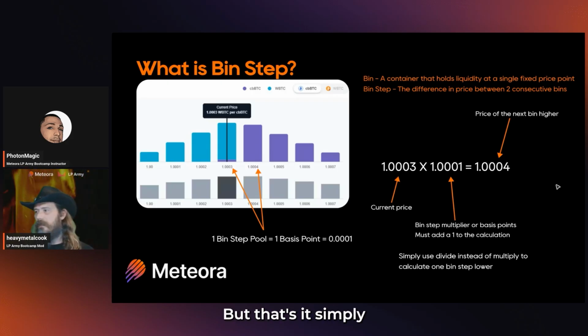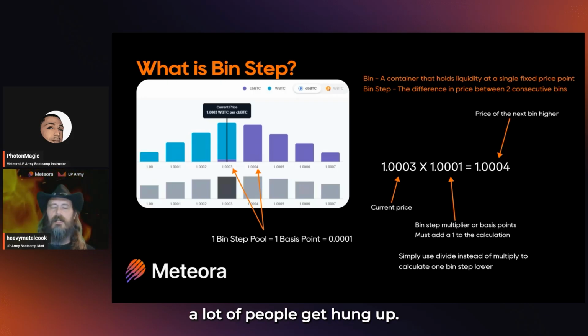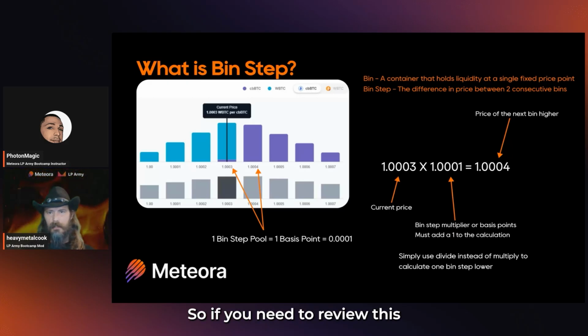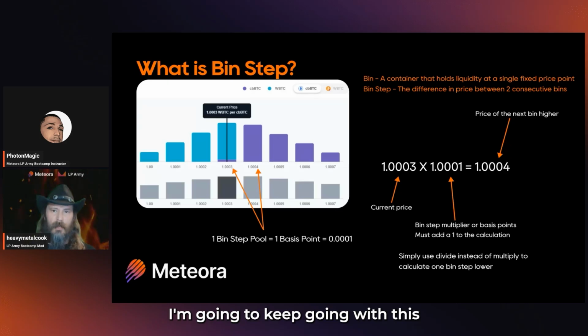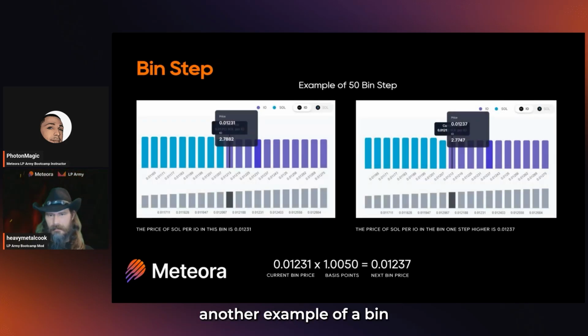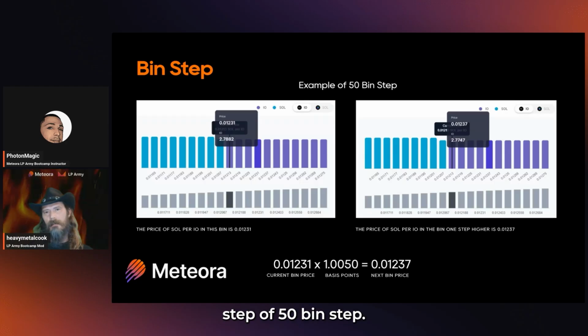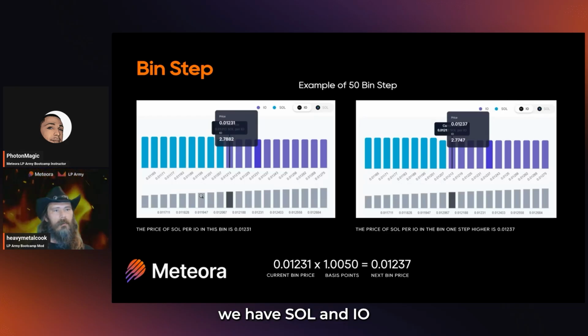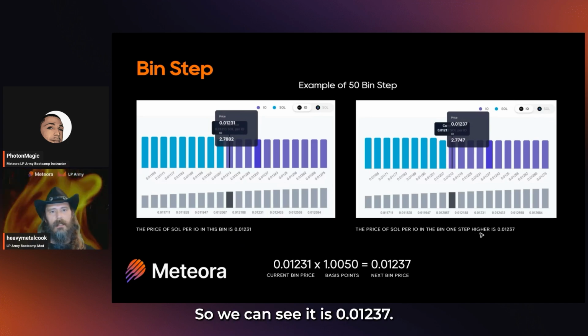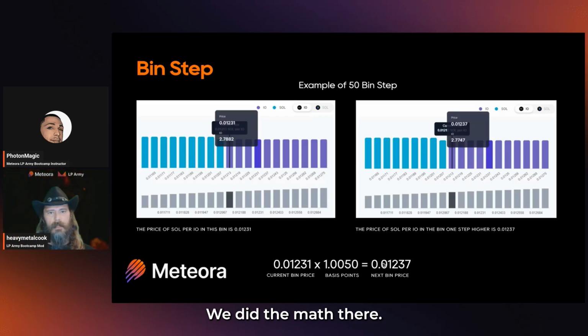But that's it simply. Now, this is where a lot of people get hung up, and I have a lot of this information in the bootcamp resources. So if you need to review this, go there. We're going to keep going with this and give some more explanation. Here's another example of a bin step, a 50 bin step. We can see in this particular pool, we have SOL and IO, and it's 0.01231. The price moved up 1 bin, so we can see it is 0.01237. We did the math there.